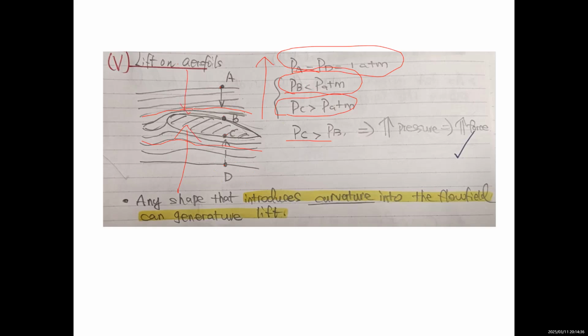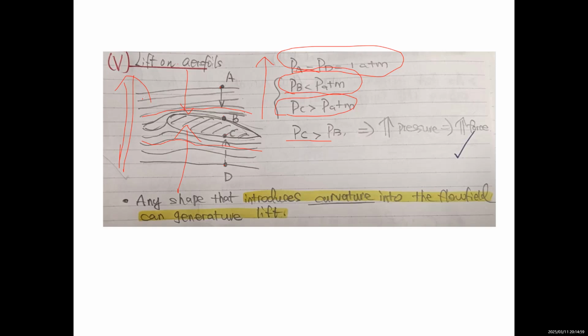So there's a pressure difference, the net pressure is upward, so there will be an upward force, which simply describes how the lift is generated. Actually, any shape that can introduce curvature into the flow field can generate lift.